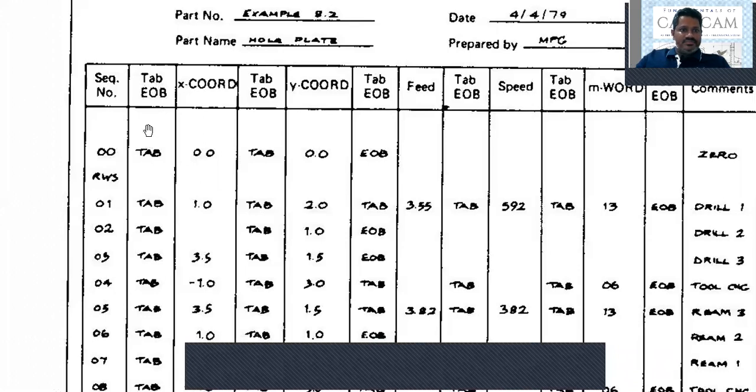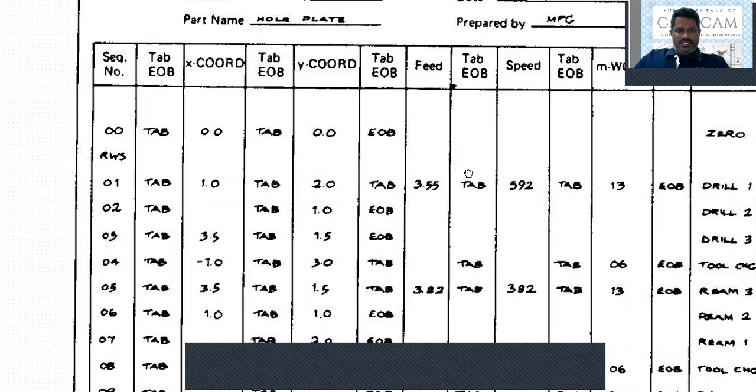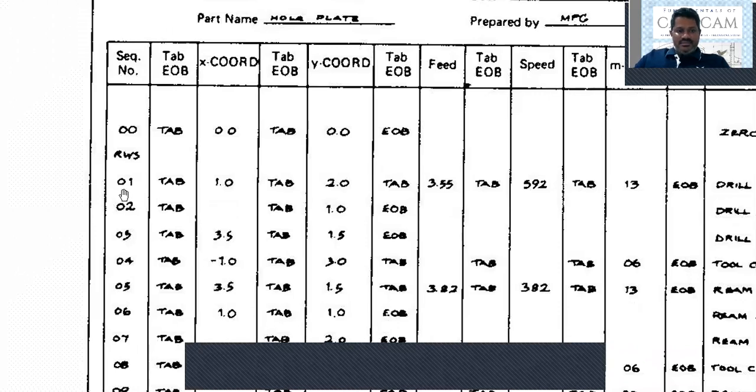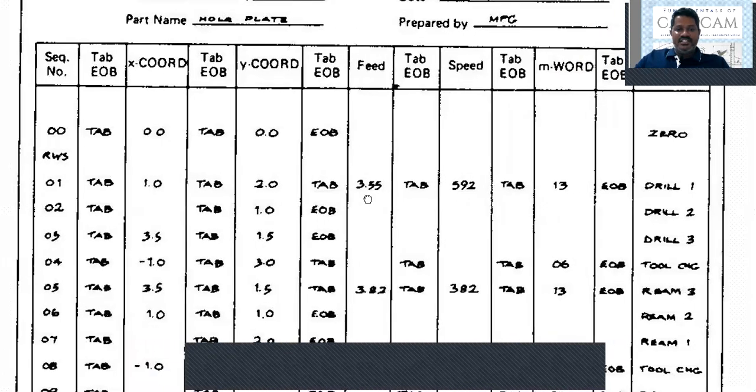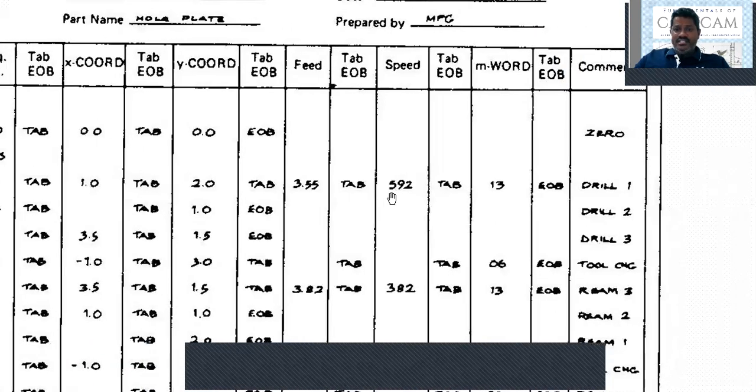Then you give a tab space here. Then you have the X coordinate value. EOB means end of block. Here the end of block is a tab, EOB. That means here you have one more tab. Then you have X coordinate 00, Y coordinate 00. Then the comments are also 0 here. Now you can see the next step, the second step, is 01 here. The X coordinate values are specified here. The feed rate is specified here. Then the speed is specified here.